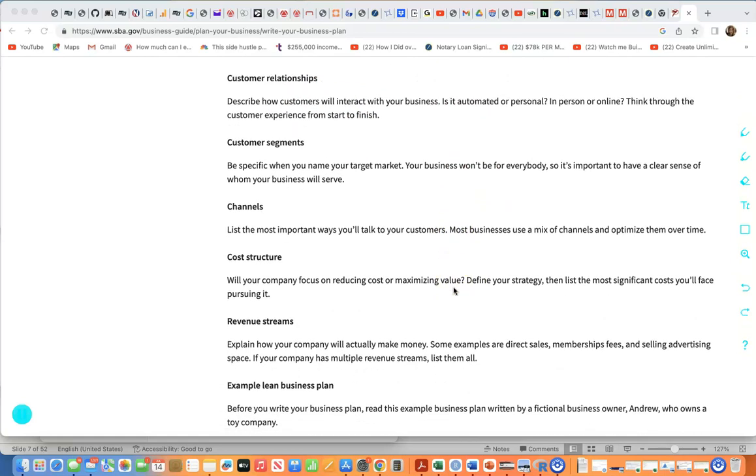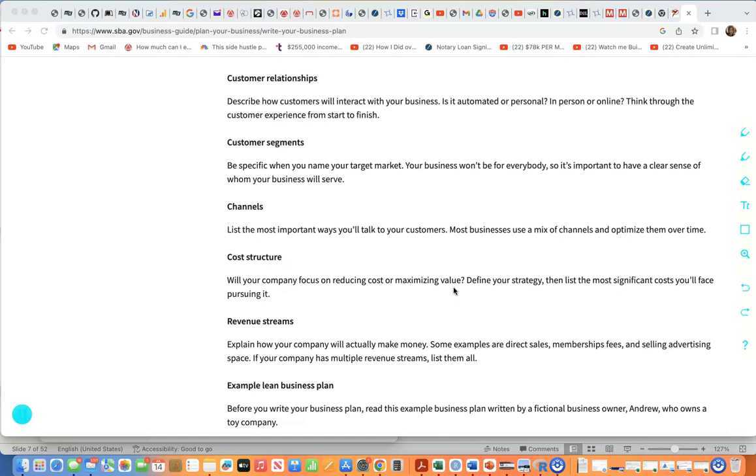Under customer relationships, how are you going to interact with your customers? Will they be automated? Is it strictly online? Will there be some personal aspects to that where they'll actually speak to an individual or be in person with an individual? Just think about what that would look like for the customer from the beginning to the very end of that sale.